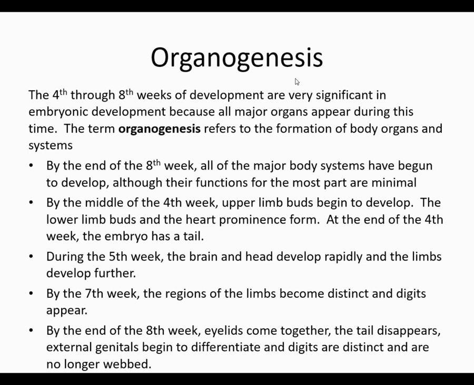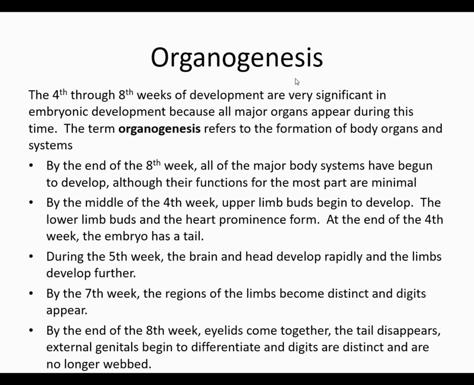The next process is called organogenesis. This is through weeks 4 through 8, and is a very significant part of embryonic development. It literally tells us this is formation of the major organs. This takes place after gastrulation. By the end of the 8th week, all the major body systems have begun to develop, although their functions for the most part are very minimal.